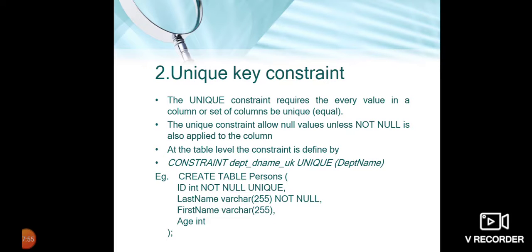Unique key constraint. A unique key constraint means each and every value of a column or a set of columns must be unique. A unique constraint allows null values unless not null is also applied to the column. An example here is create table persons. You're going to create a table person. ID is the key here, which should not be null and it should be unique. And then last name, I'm specifying it should not be null. Whenever you specify unique, each and every value given for that particular column should not be the same.